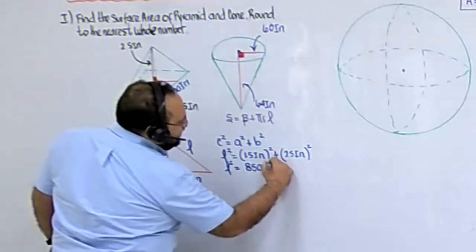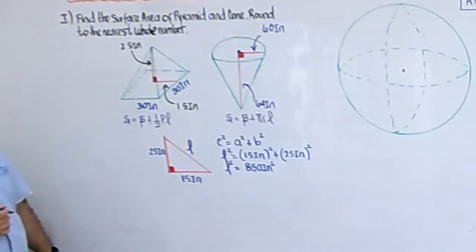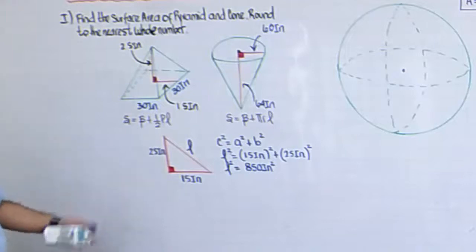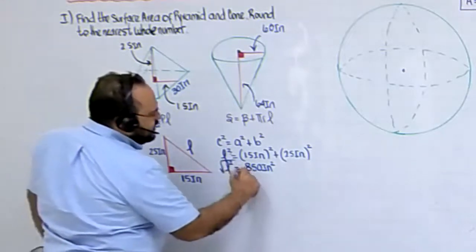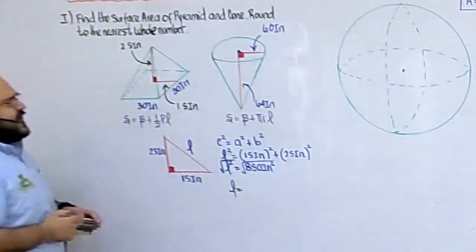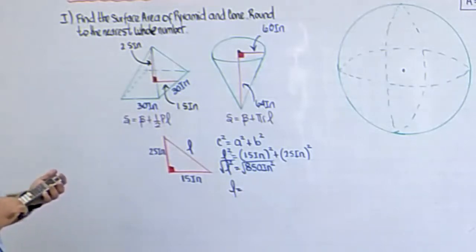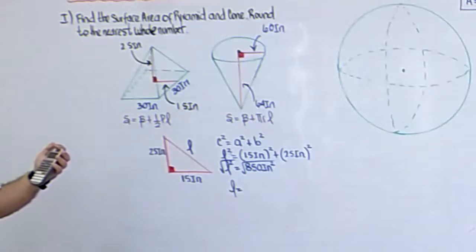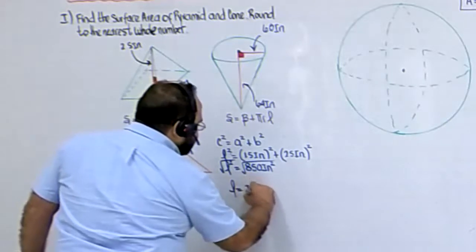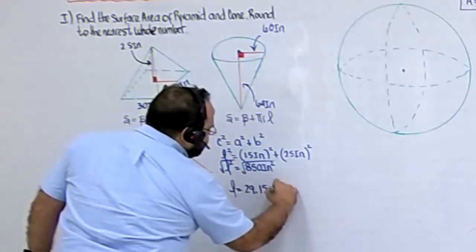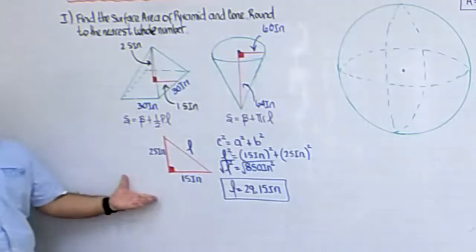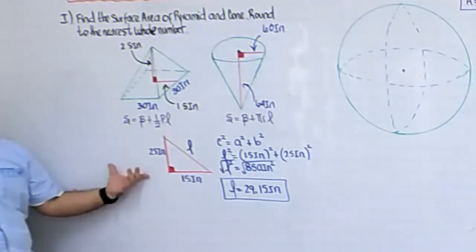850 square inches. But remember, we are not looking for the value of L squared. We're looking for the value of L. For that reason, we're going to take the square root on both sides. For that reason, the L value will be the square root of 850, and that will be 29.15 inches. This is going to be the value of the slant height of this pyramid, okay?